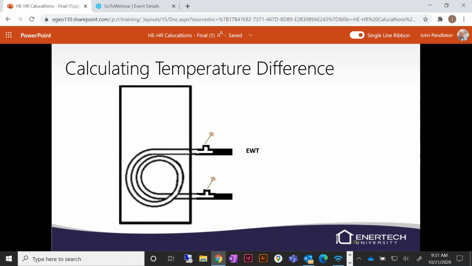Temperature difference, I'm pretty sure you guys can figure that out. Temperature in, temperature out, do the math. So here in this example, we've got 36 degree entering water temperature and 31 roughly out.